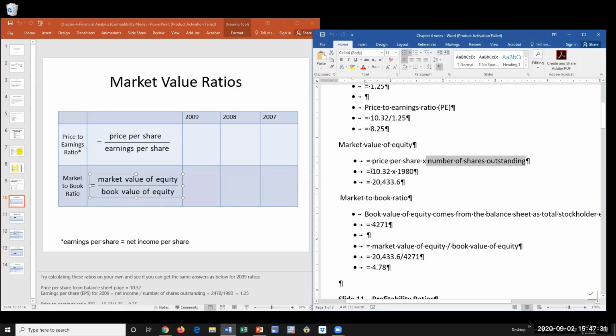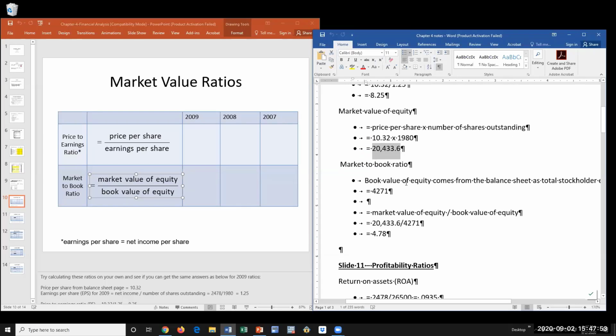And for this company, it's price per share, we already got that, 10.32. And the number of shares outstanding is 1980. Okay, and we pulled that from the previous example as well. So that gives us a market value of equity of 20,433. So now that's the top of the ratio. The bottom is going to be the book value of equity. And the book value of equity we can basically pull directly from the balance sheet, and that's 4271.